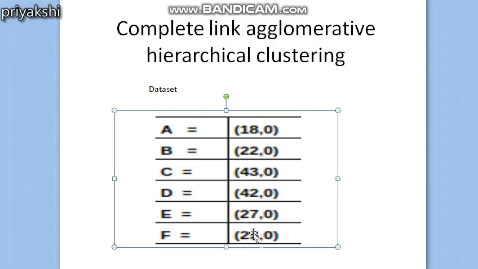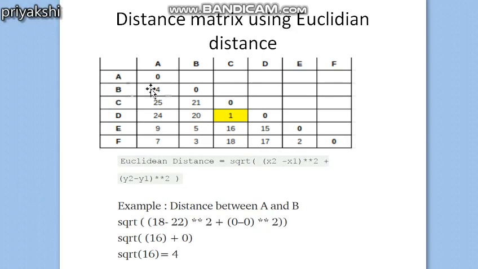Since there are 6 students, you are going to make a distance matrix of 6 by 6, where every individual student will be considered as a cluster. As you can see, this is the 6 by 6 matrix in which every student is considered as a cluster. A is a cluster, B is a cluster, C, D, E and F are clusters. So these 6 points will be considered as individual clusters.